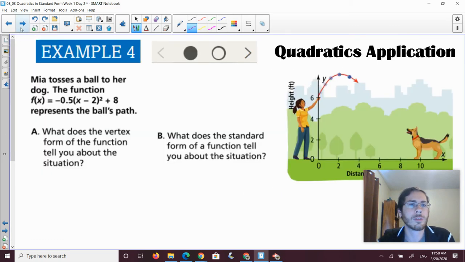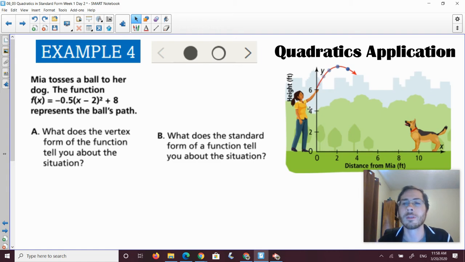All right, moving on to example 4. For example 4, Mia is going to toss the ball to her dog. Can't see that distance down there. We're given a function for her ball. It's negative 0.05 times the quantity x minus 2 squared plus 8, and that function represents the ball's path.